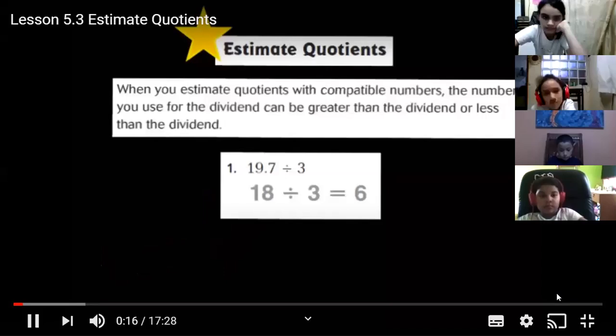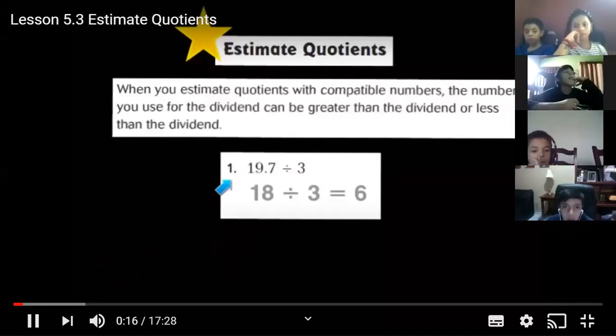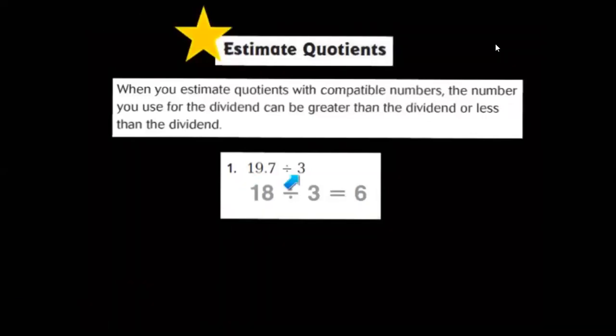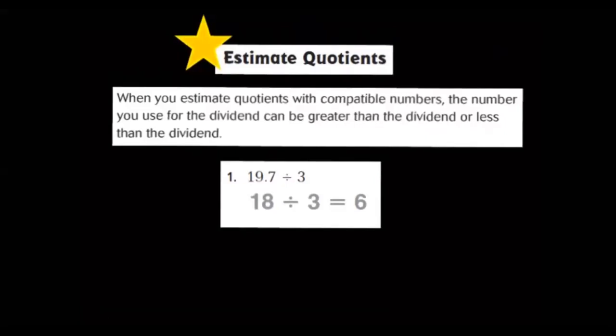Now, let's take a look at question number 1. For question number 1, they give us the problem 19 7/10 divided by 3. Our job is going to be to use compatible numbers. Now remember, compatible numbers are numbers that are close to the given numbers that make it easier to calculate in your head. So our job is going to be to use compatible numbers to estimate the quotient.